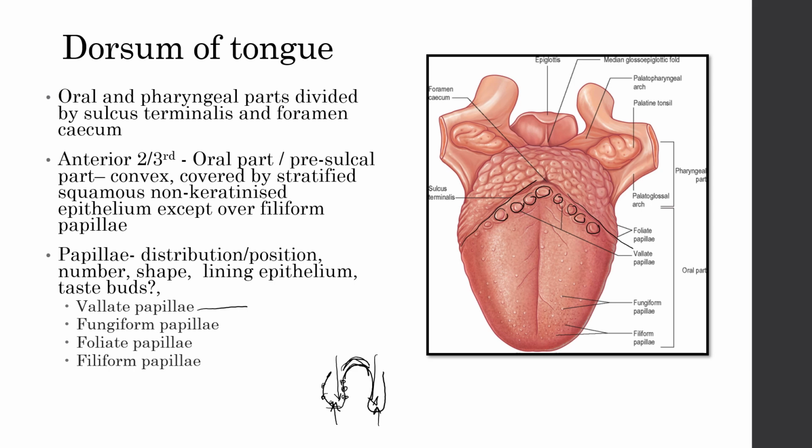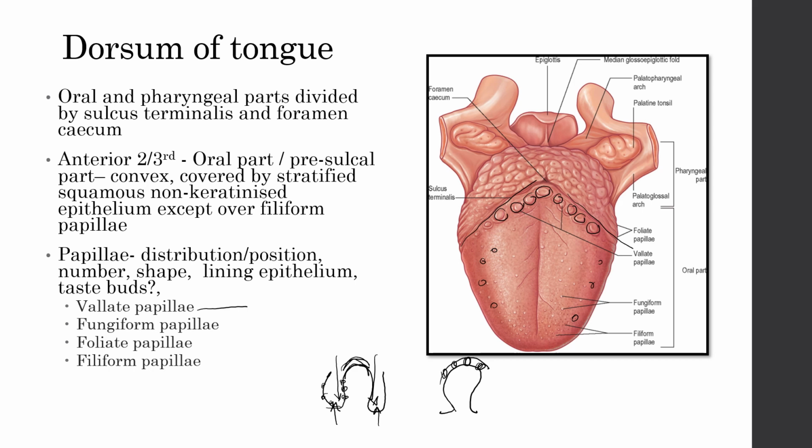Coming to the next, fungiform papillae. These are red colored, small, raised papillae which are mushroom-like. So they are like this in shape, and they are distributed along the margins of the tongue. They are reddish in color. There are many along the margins, and the lining epithelium is again stratified squamous, but they have taste buds on their surface, as against the vallate papillae, where they are at the sulcus.